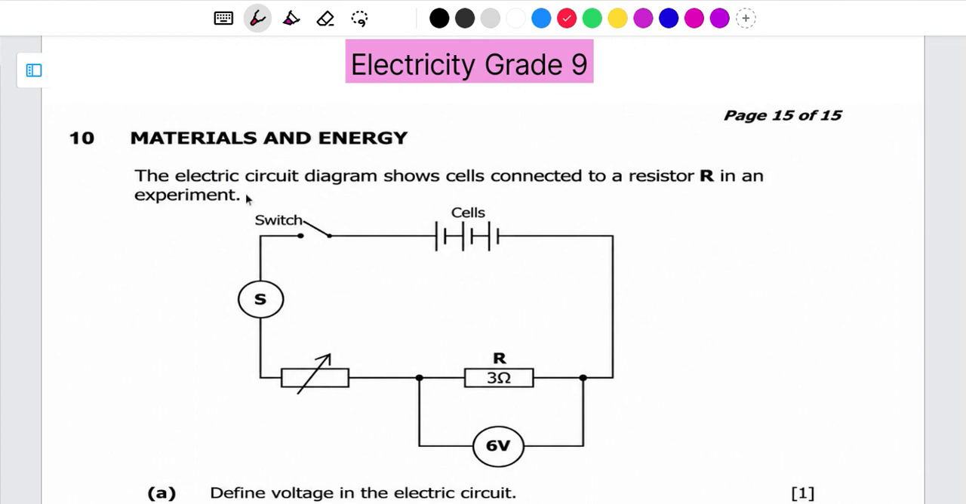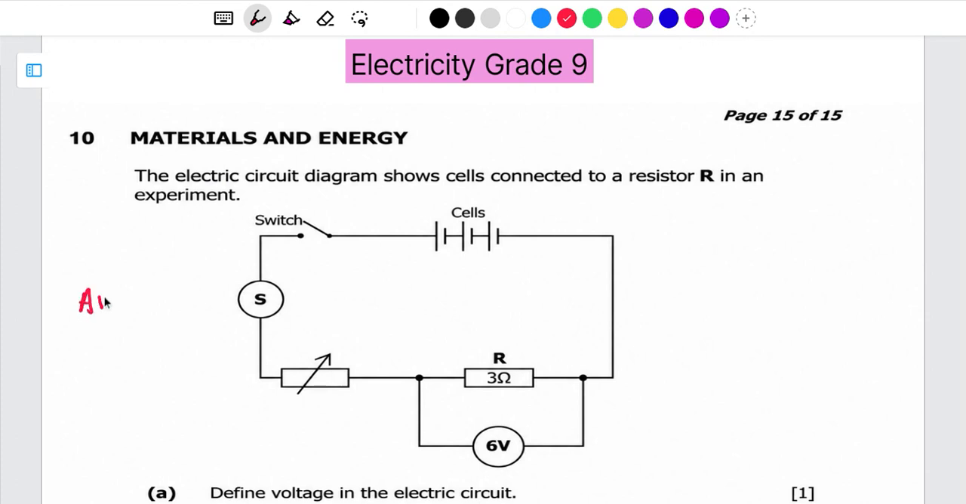It is saying the electric circuit diagram shows cells connected to a resistor R in an experiment. So we have these different components which are forming the circuit. We have the cells, we have the switch, we have S, which is called the ammeter. So this one is the ammeter.